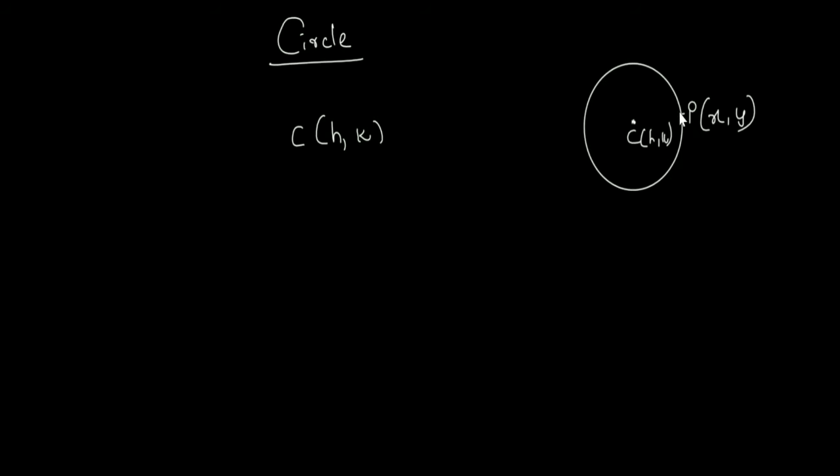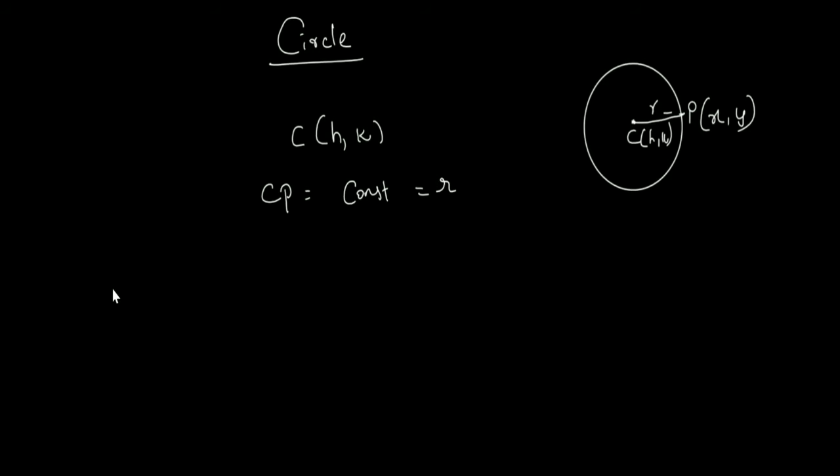So the point P is moving in such a way that the distance CP is a constant. We'll call that constant R. So CP is equal to R. Now we'll derive the equation of this circle using this condition. What is the condition? The center is at (h, k) and the distance CP is equal to R.